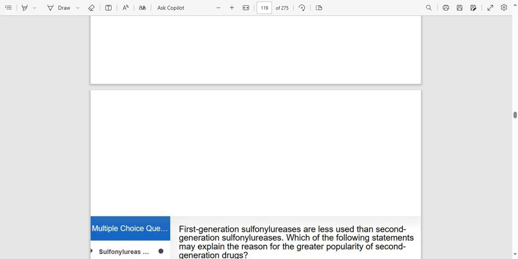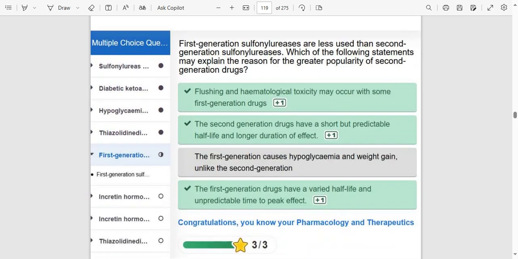Thank you so much. That's one important one. They have got fewer side effects. And that's probably because when we are developing more drugs later on, we are trying by all means to ensure selectivity. Meaning the drugs are more selective and so they reduce the side effects. So flushing and hematological toxicity may occur with some first generation drugs. So that's why you'd rather go for second.